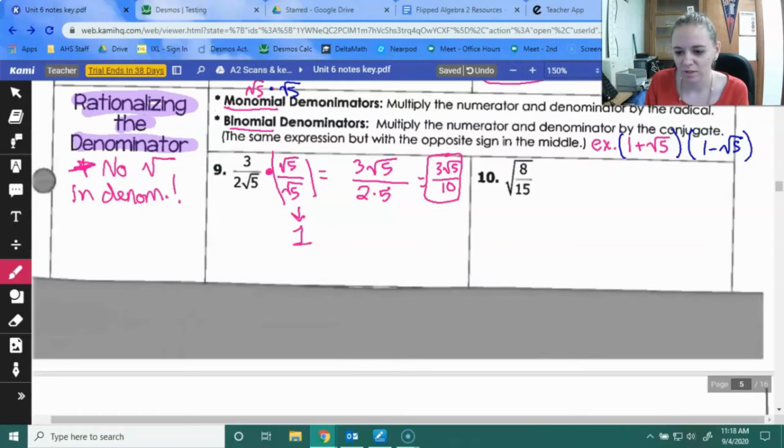Let's do this one. So this will convert to radical 8 and radical 15. If needed, you could simplify one of those, but no, we can't. This is 3 and 5, and they're both prime. So we still want to get rid of this radical in the bottom because that is not allowed. So like over here, the radical we're trying to get rid of is what we multiply the top and the bottom by.